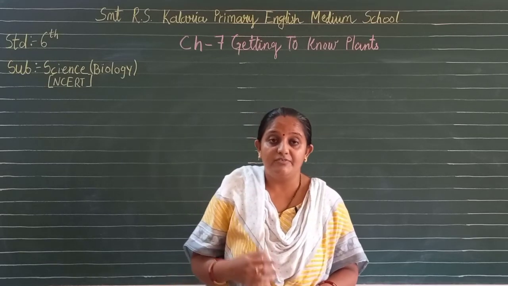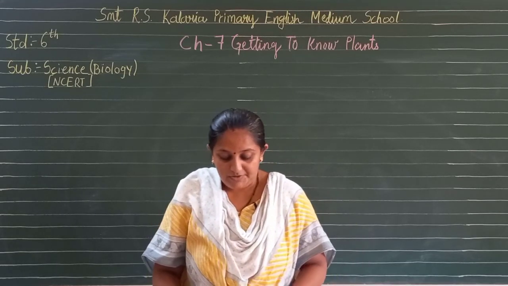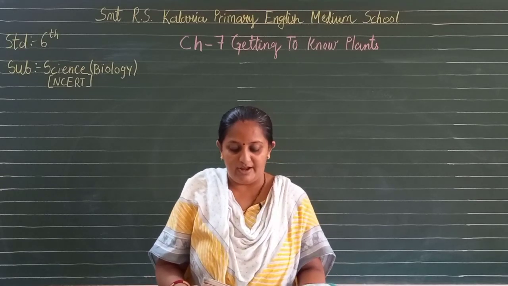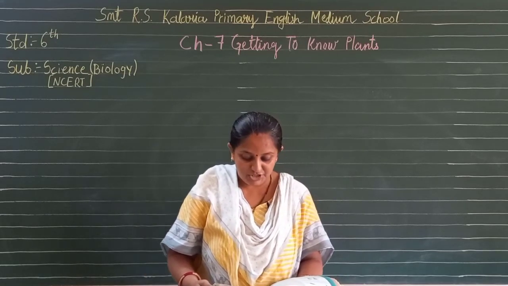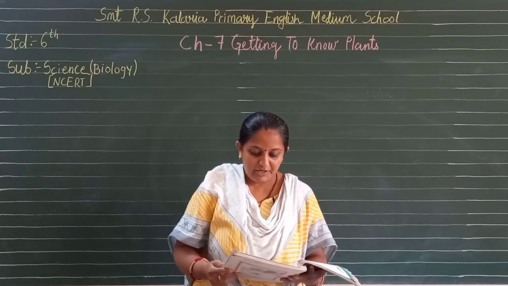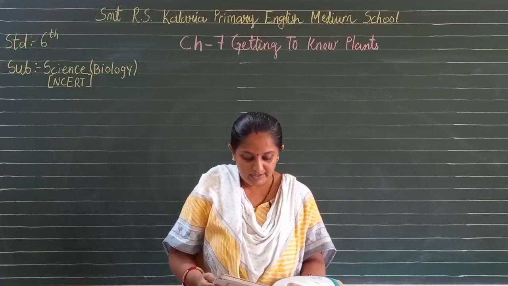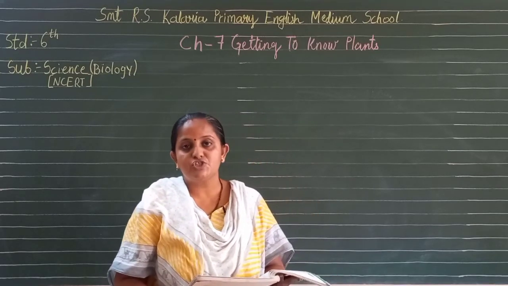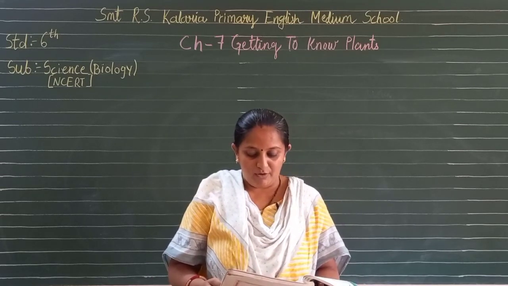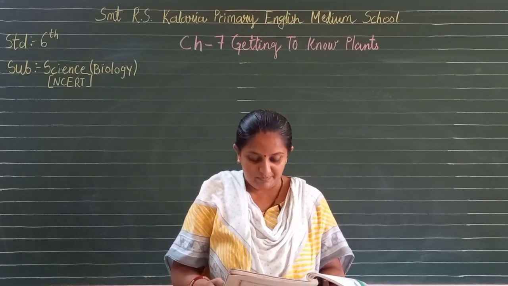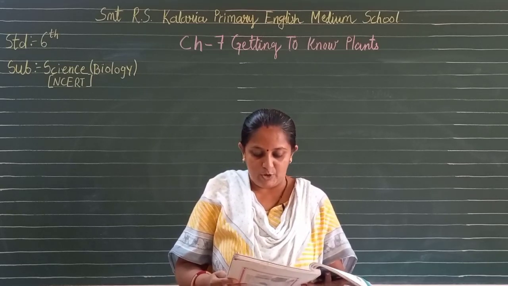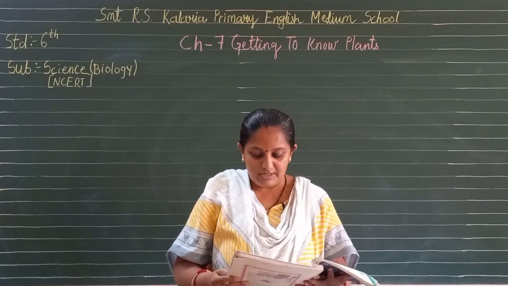Now let's revise the summary of the chapter. Plants are usually grouped into herbs, shrubs, and trees, based on their height, nature of the stem and branches. The stem bears leaves, flowers and fruit. A leaf usually has a petiole and lamina. The pattern of veins on the leaf is called venation. It can be reticulate or parallel. Leaves give out water through the process of transpiration. Green leaves make their food by the process of photosynthesis using carbon dioxide and water in the presence of sunlight.